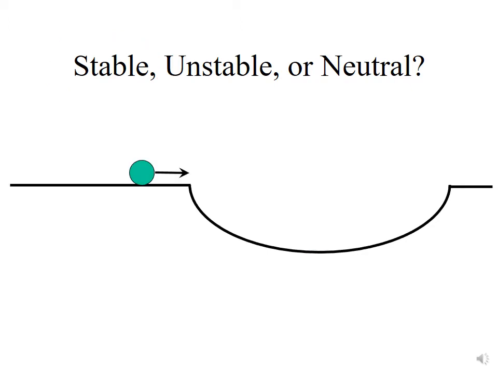Let's take this example. We have the marble, it's on the edge of the basin, and we're going to nudge it toward the basin, and we'll see the result of what happens. So in this case, a small displacement actually caused the marble to accelerate away from its original location, and it did not return. And so that, by its definition, is an unstable situation.